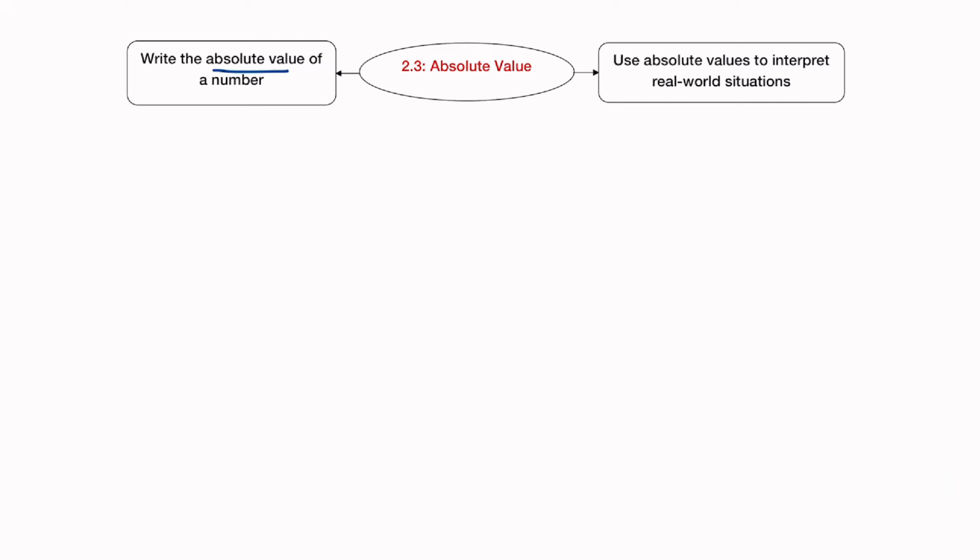So let me write that down here for your reference. Absolute value is the distance from zero on a number line. You have studied about the number line in the first two chapters, right? So what is the distance from zero? And remember that distance is always positive. You do not have negative distance, right?